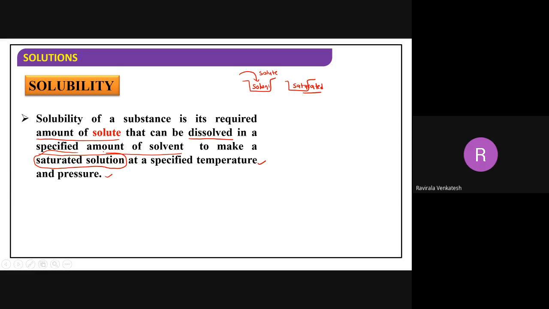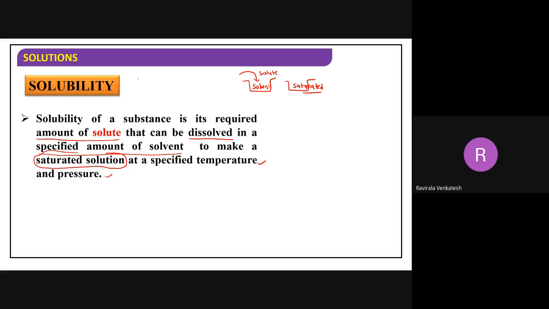Saturated solution means the point at which, if you add a further amount of solute, it gives precipitation. The further solute is not soluble in the solvent and gives a precipitation. So the solution at which the solute is dissolved up to that point is called a saturated solution. Further, if you add more, what happens? It will give precipitation, and it becomes an unsaturated solution, isn't it?